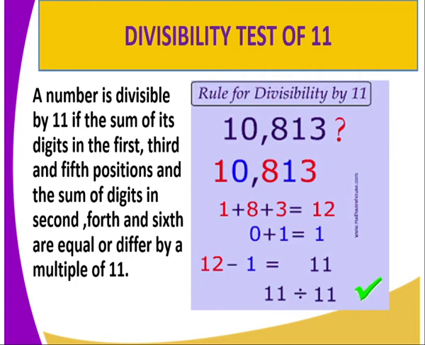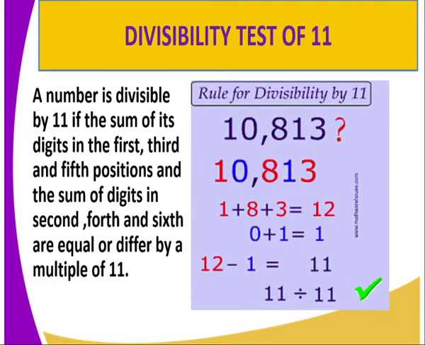We can have the divisibility test of 11. When is a number divisible by 11? A number is divisible by 11 if the sum of its digits in the first, third, and fifth positions and the sum of its digits in the second, fourth, and sixth positions are equal or differ by a multiple of 11. Here, what we are saying is the alternate digits: either their difference is 0 or a multiple of 11.